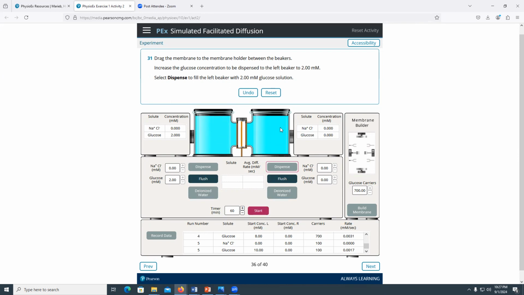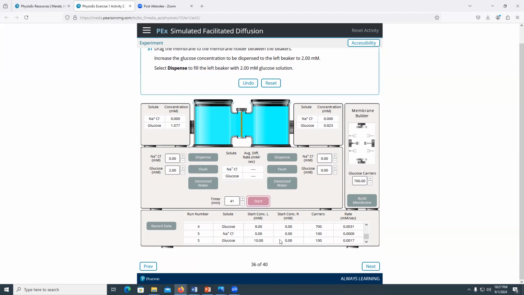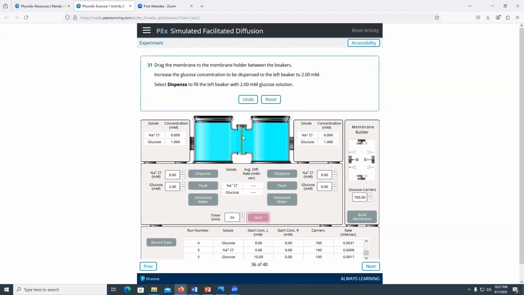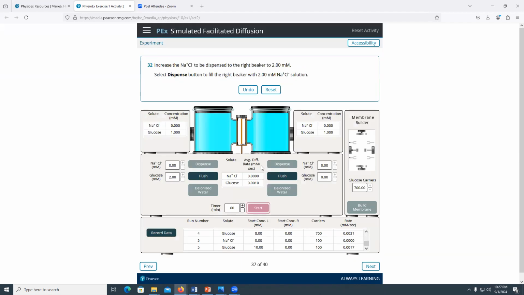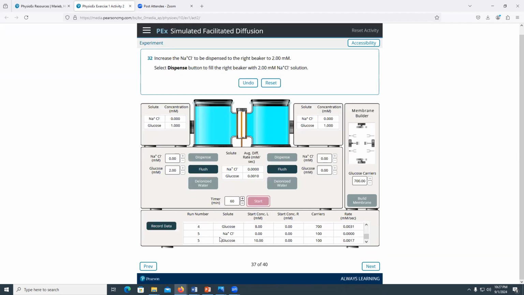So this side has only deionized water, 0 sodium chloride, 0 glucose, while the left side has 2 millimoles of glucose. Now, let us start. Okay, so that was a mistake because we ran the experiment only on glucose. We needed to add sodium chloride. So let's start over.